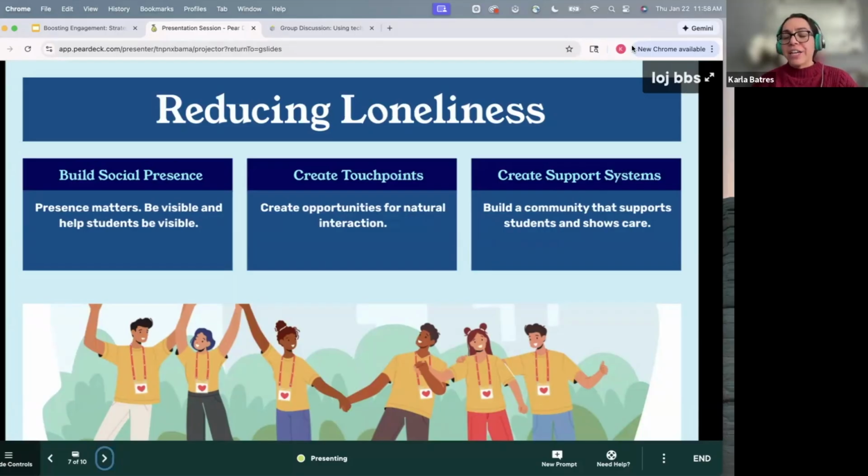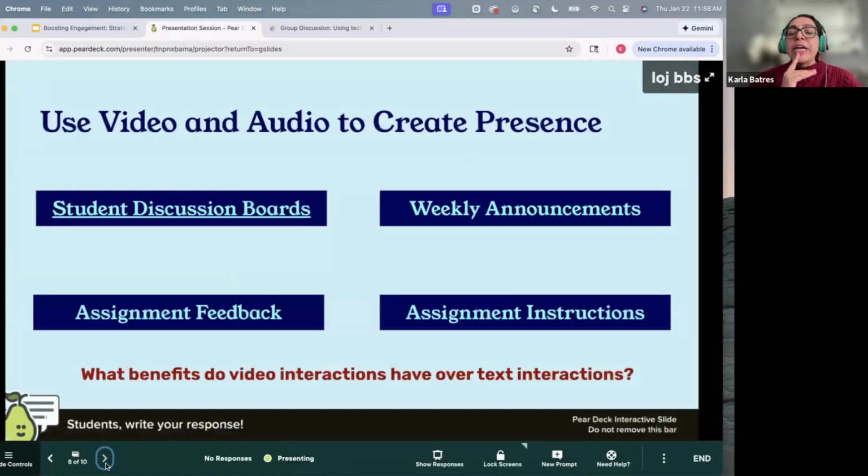And I think that's true for all of our classes, not just the online, right? But okay. So here's one or two techniques that I use to create a very strong social presence.